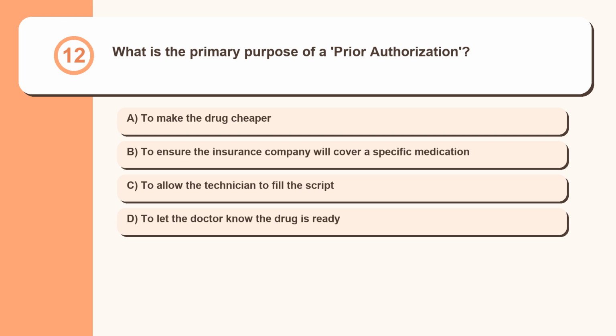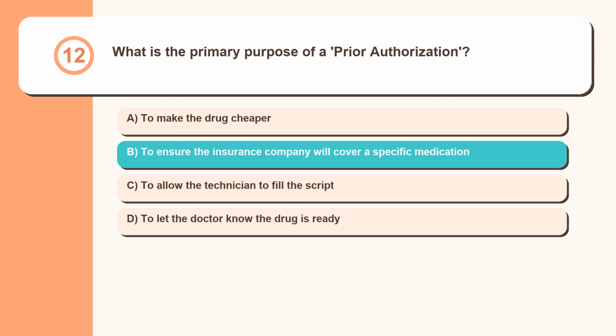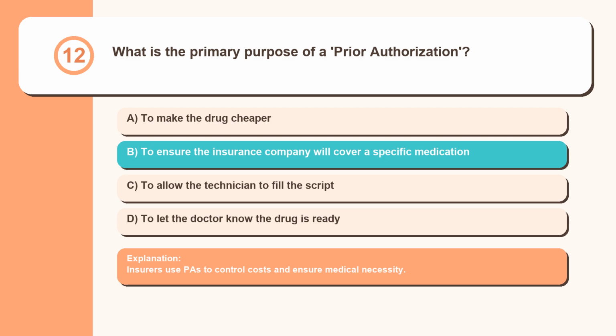Question 12. What is the primary purpose of a prior authorization? To make the drug cheaper, to ensure the insurance company will cover a specific medication, to allow the technician to fill the script, to let the doctor know the drug is ready. Insurers use PA to control costs and ensure medical necessity.